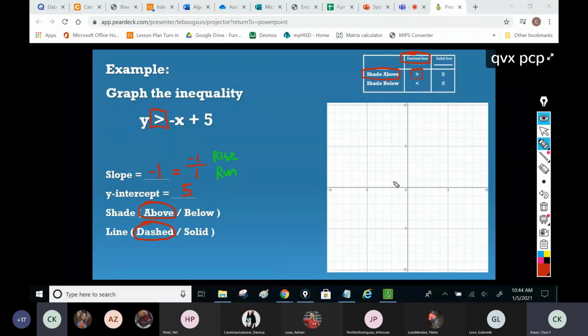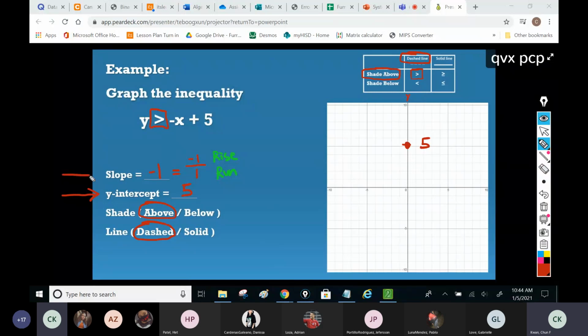All right, now we are ready to graph this. So we will start with the y-intercept. On the y-axis, find positive 5, which is right here. This is positive 5.